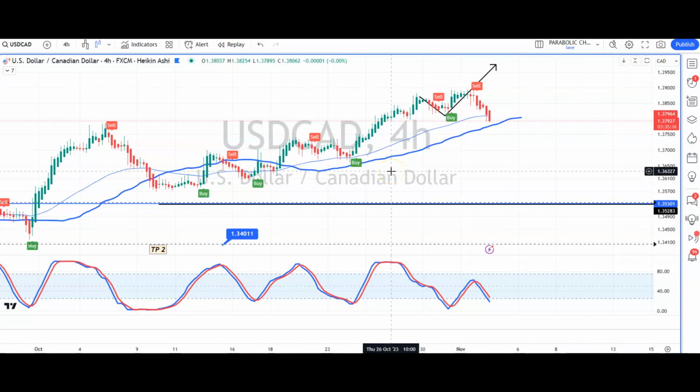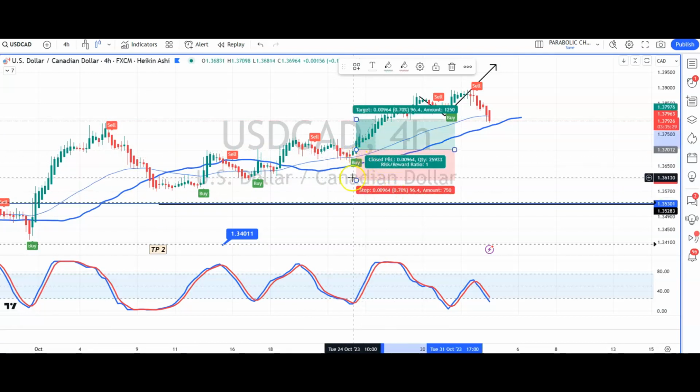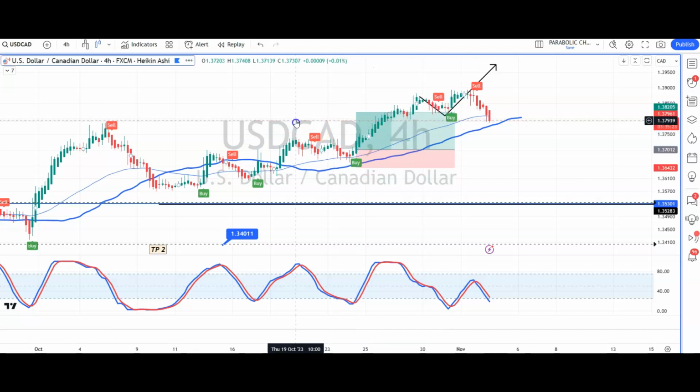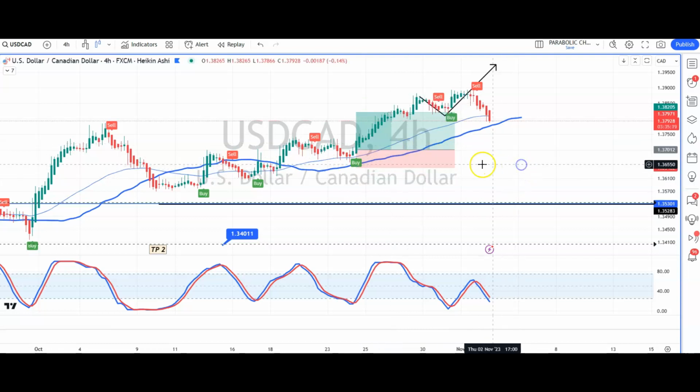I'll show you some other great examples of this. So this would have been something like this. Your stop would have been below the blue line and you'd have 2-to-1 risk to reward. Okay, so a nice 120 odd pips there.